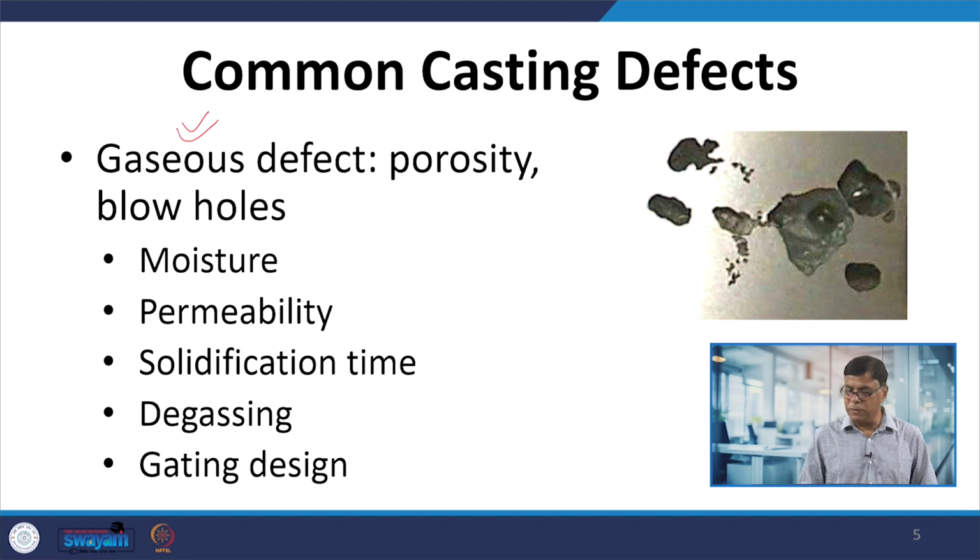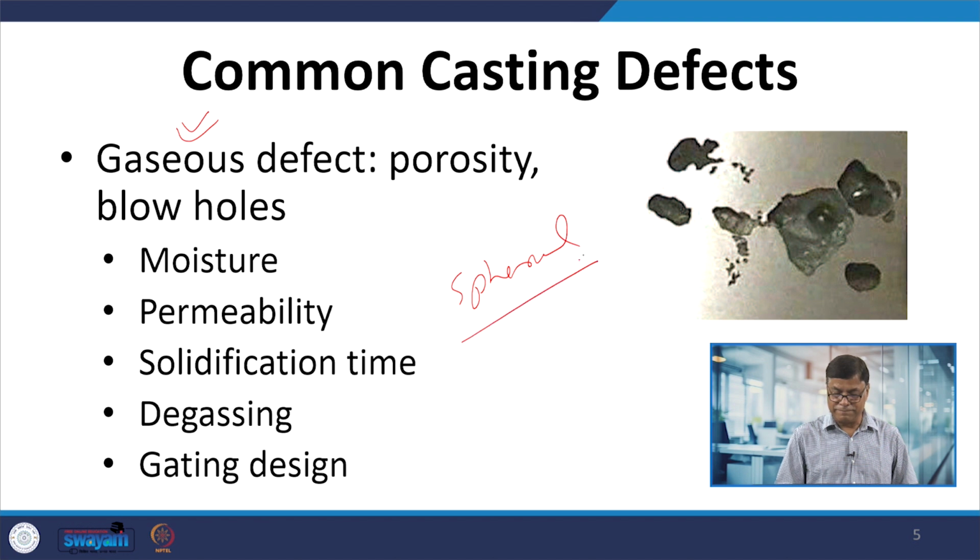So, this is just one typical one where the gaseous defects are of the spherical family. The shape is usually of the spherical family. So, that is what we can see here, but here if the gases are blocked in like this, it gives the feeling of a worm. These are called wormhole or worm porosity.